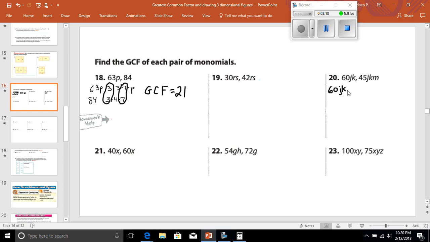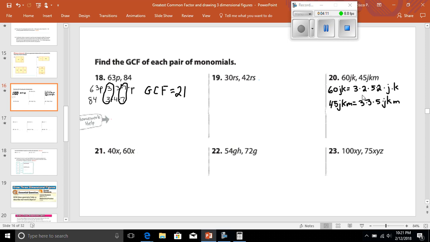Let's not forget that. So this is going to equal 3 times 2, that would be 6, times, well, 10 is really 5 times 2. And then times J, and then times K. Now let's do 45JKM. And 45 can be done by multiplying 9 times 5, but 9 can be done by 3 times 3. So we got 3 times 3 times 5 times J times K and times M.